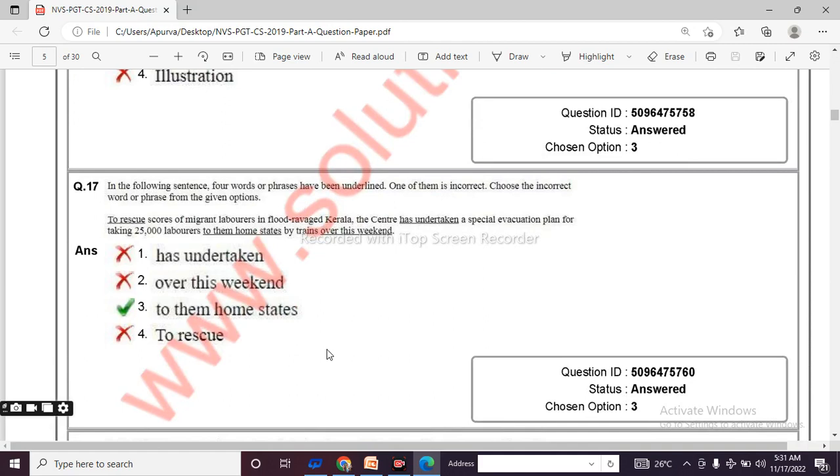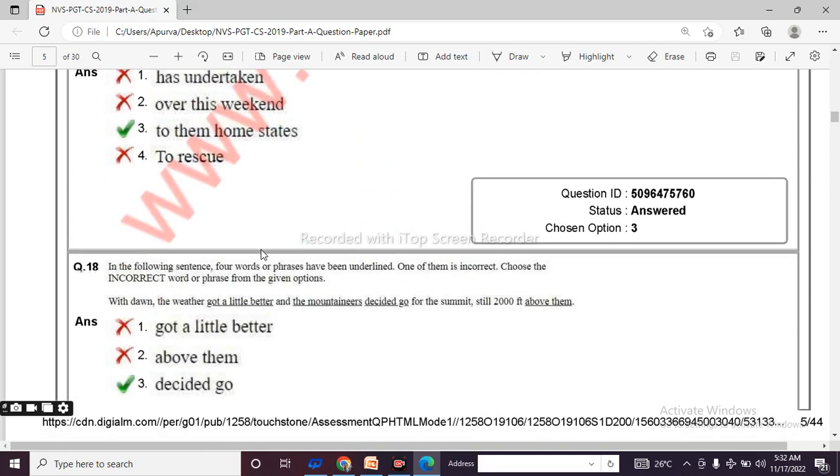In the following sentence, four words or phrases have been underlined. One of them is incorrect. Choose the incorrect word or phrase from the given options. To rescue scores of migrant laborers in flood-ravaged Kerala, the center has undertaken a special evacuation plan for taking 25,000 laborers to them home states by trains over the weekend. To them home states. So, "to them home state" will be the error.